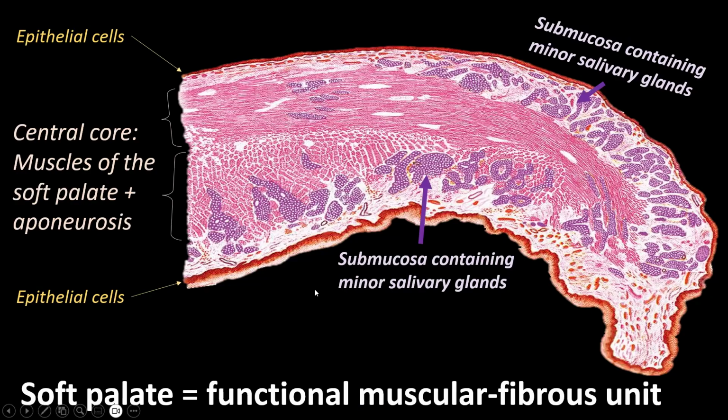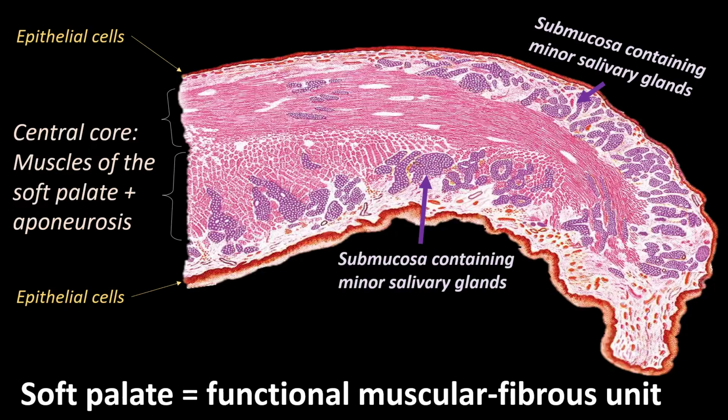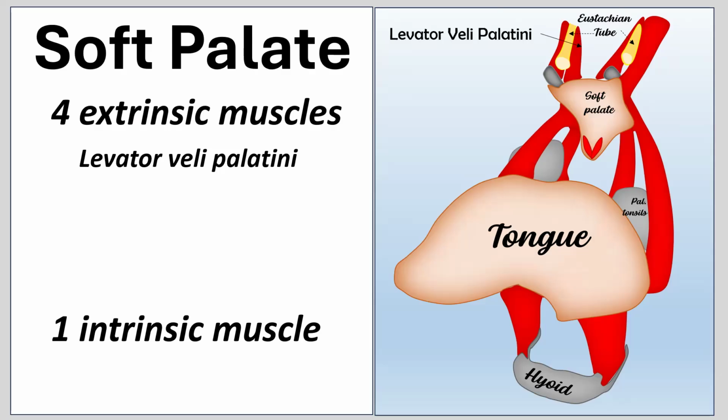So the soft palate, if you think about what that structure is exactly, is basically some kind of muscular fibrous unit. And it is composed of 4 extrinsic muscles and 1 intrinsic muscle. Each of those muscles we've already discussed in a previous presentation on the nasopharynx. So we have 2 muscles that are associated also with the Eustachian tube: the levator veli palatini muscle, which is responsible for the elevation of the soft palate, and the tensor veli palatini muscle, which is responsible for tension of the aponeurosis of the soft palate.